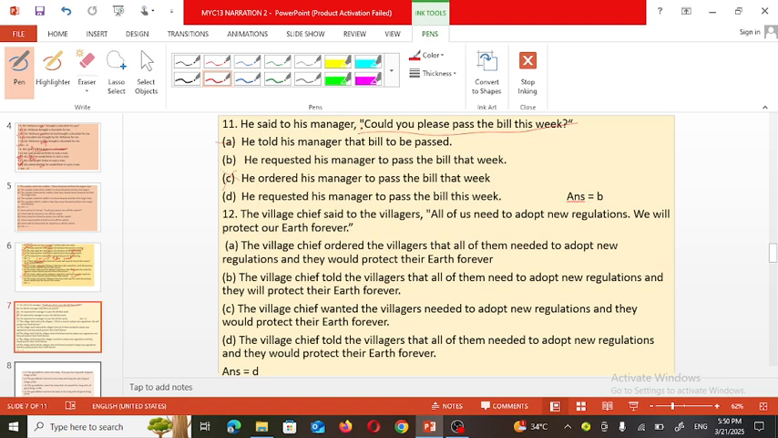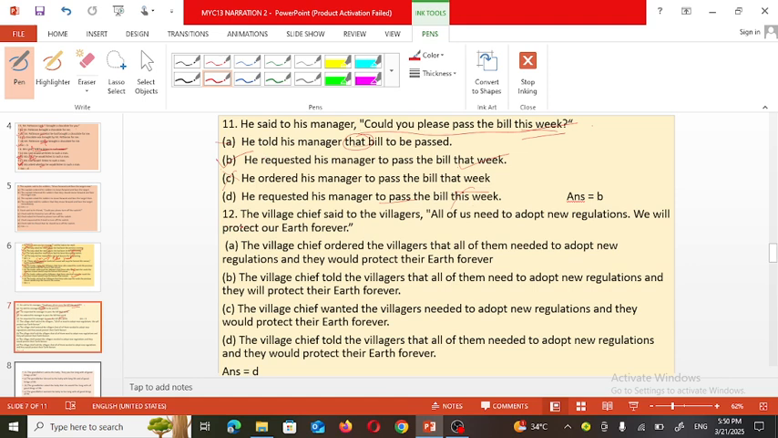So conjunction, what will be the conjunction? In such a question, "could you please" means request. So conjunction "to" will be there. When we are considering the first and third statements, it won't be there. "To pass the bill." And instead of "this week," "that week." So "this week" won't be there, so "that week" is the correct answer. So only option B is correct.